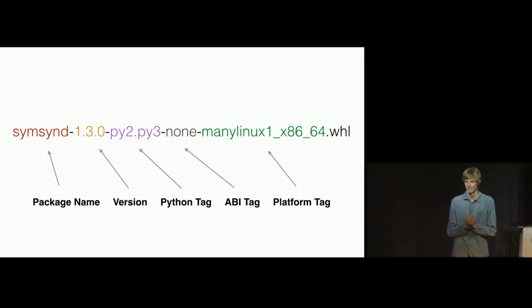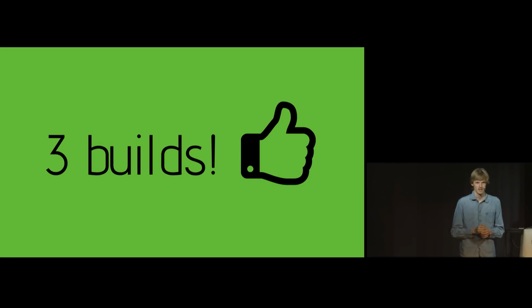Because then, this is what we do. You end up with just the package name in the wheel format, just the version. It works with Python 2 and Python 3. It doesn't link against libpython, so there's no ABI. And the only thing you have to do is add the platform tag. And theoretically, you can get away with 3 builds, ignoring Windows. Windows would be 4 builds. And you can do this.